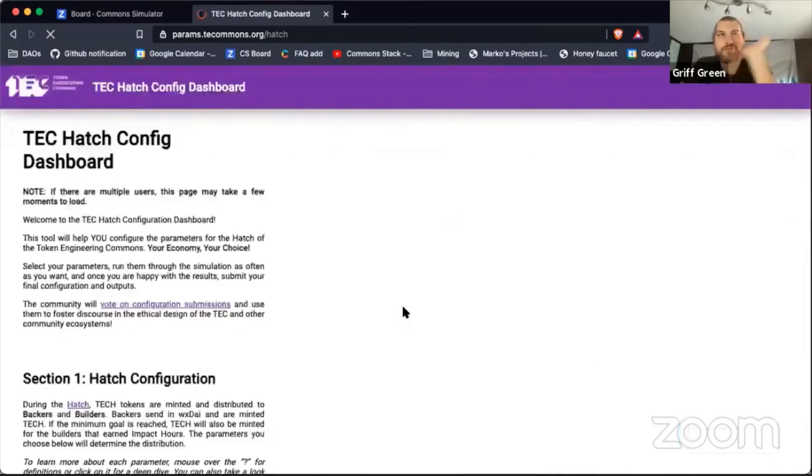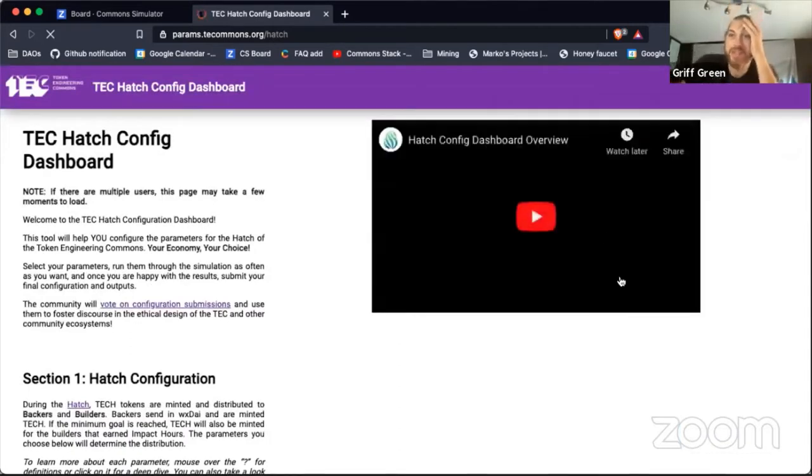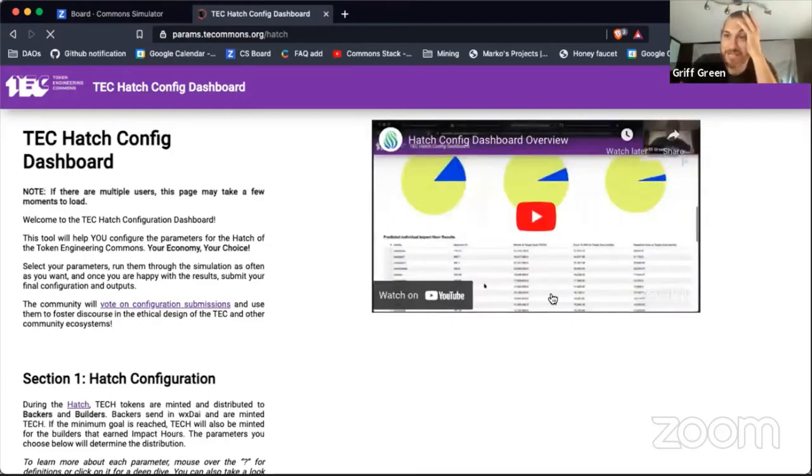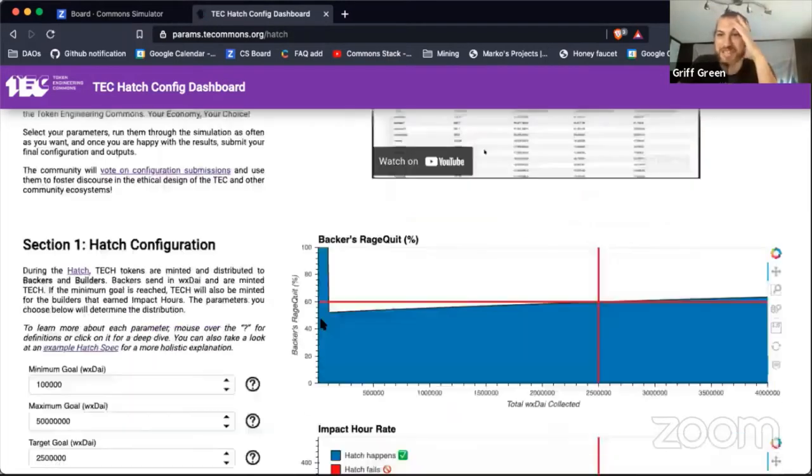So what are we even doing? I made a video here in the first 15 minutes, and I'm going to try to condense it in practice, explaining it in like three. So the main, this is the Commons simulator, but for real. We're actually going to design a real economy. It's super cool.